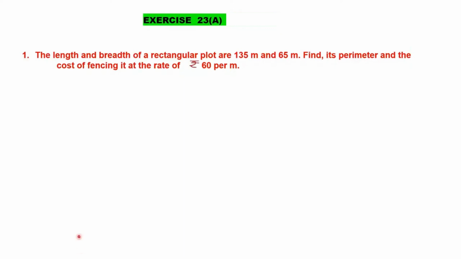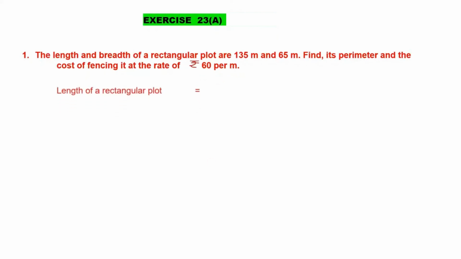So now let's look at the first problem given to us. The length and breadth of a rectangular plot are given to us, 135 meters and 65 meters. Now we need to find its perimeter first and the cost of fencing it. Fencing is what we are putting at the border. So that means we're talking about the perimeter here. So cost of fencing it at the rate of 60 rupees per meter. So let's begin our statements.